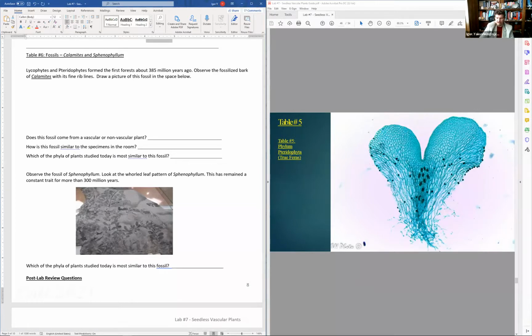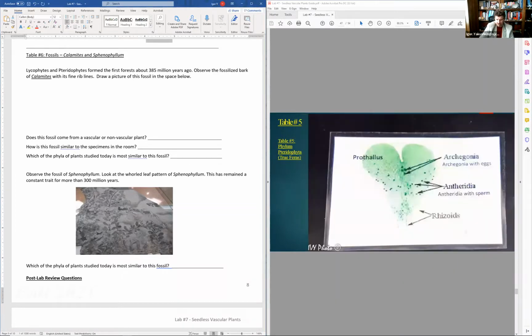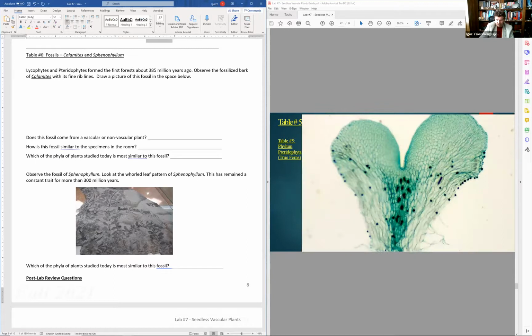All right, next table. You can actually see it at a higher magnification. Antheridium right here, all of those dark dots. And that part is the archegonium, a much larger structure because it contains a larger cell known as the egg.